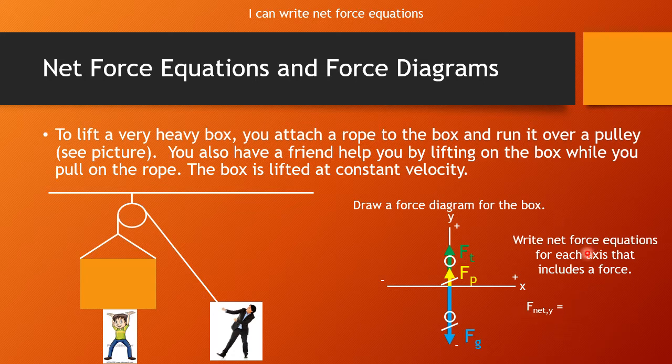So F net y equals, now as we know, it's just the sum of all the forces. So that would be the tension force plus the push force plus the gravity force. Now the fact that this is being lifted at constant velocity tells us the forces are balanced, so all of those added together have to equal 0. So there is our net force equation for the y-axis, or the vertical axis.